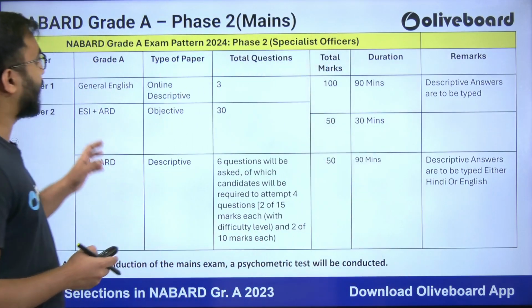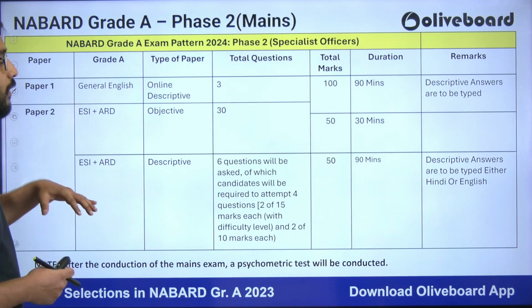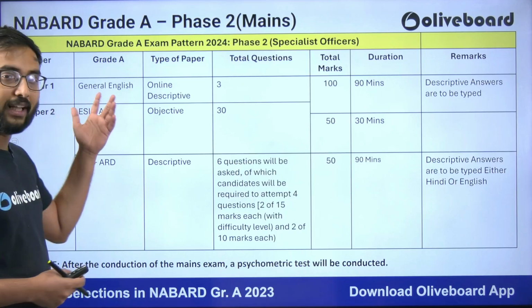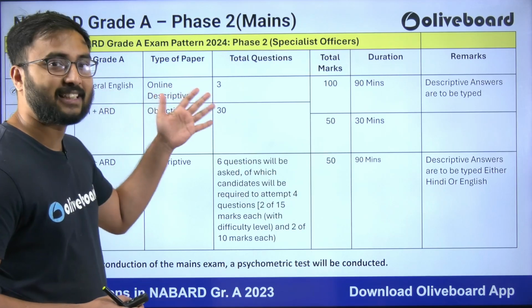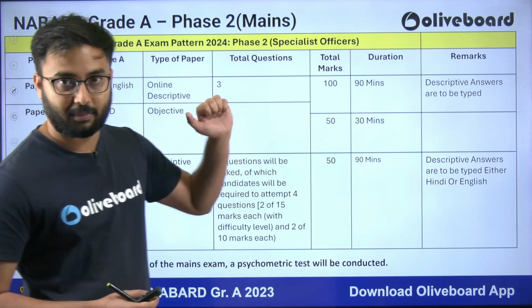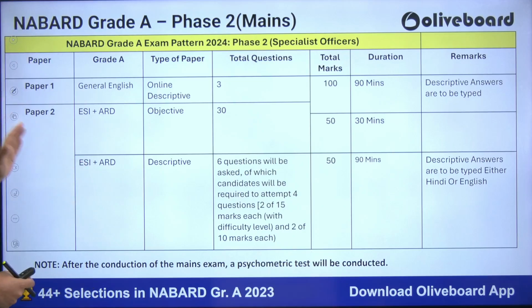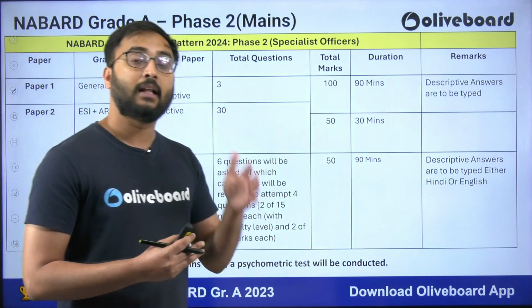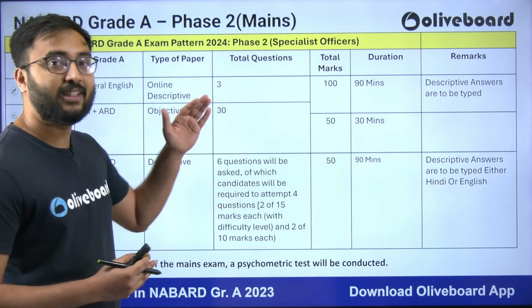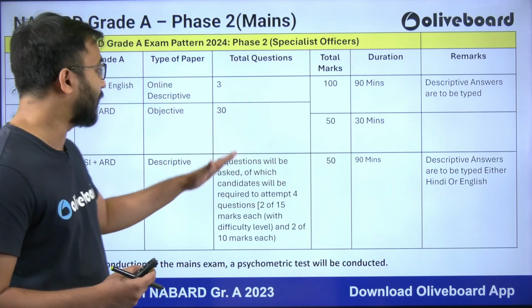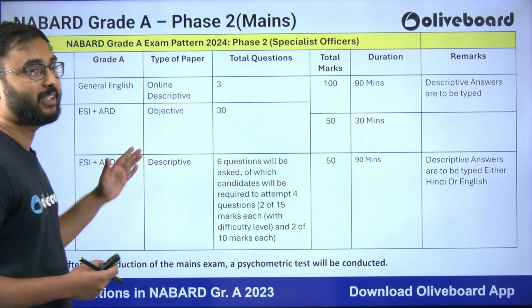We all know the exam pattern of Phase 2. I don't need to explain it to you again. We have paper 1, paper 2. Paper 1 is your English descriptive, has 3 questions, essay, précis and letter, for 100 marks, 90 minutes, and has to be typed. Similarly, we have paper 2, which is a combination of 2 core subjects, ESI and ARD. Again, 100 marks, but these 100 marks are divided into 50 marks for the objective part and 50 marks for the descriptive part.